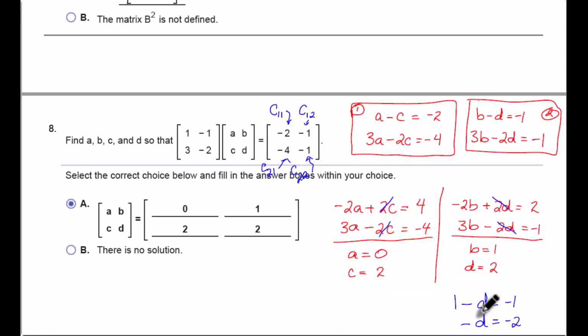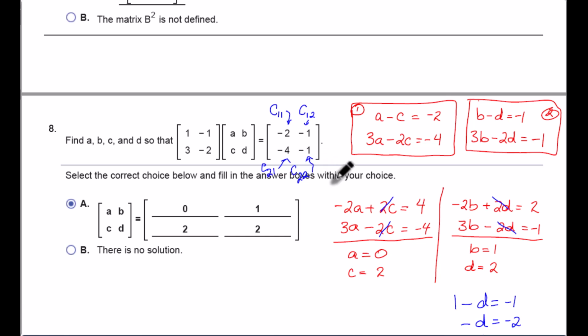All right, question 8. Question 8 says, I want to figure out A, B, C, and D. And I want them to work out in such a way that if I multiply these two matrices together, I'm supposed to get this last one. And so our goal is to figure out, well, what are A, B, C, and D?